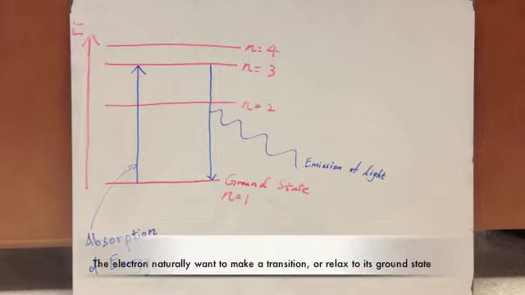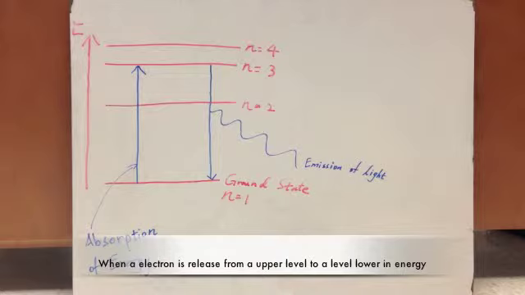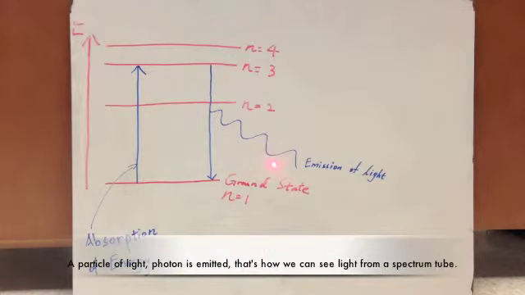From this excited energy level, the electron naturally wants to make a transition, or relax, back down to its ground state. When an electron relaxes from an excited state to a state lower in energy, a particle of light called a photon is emitted. That's how we can see the light emitted by a spectrum tube.